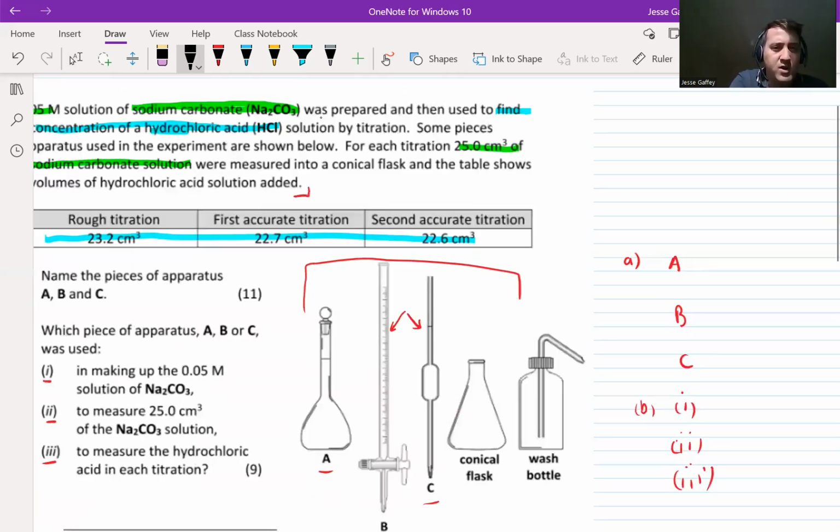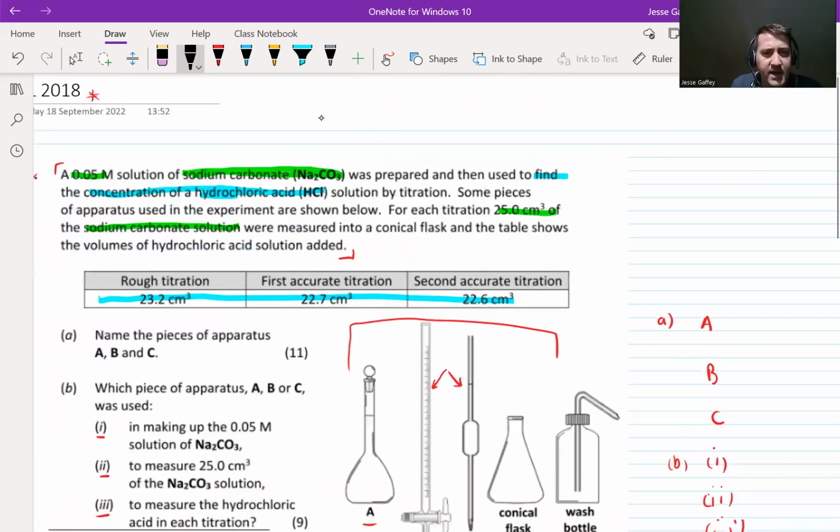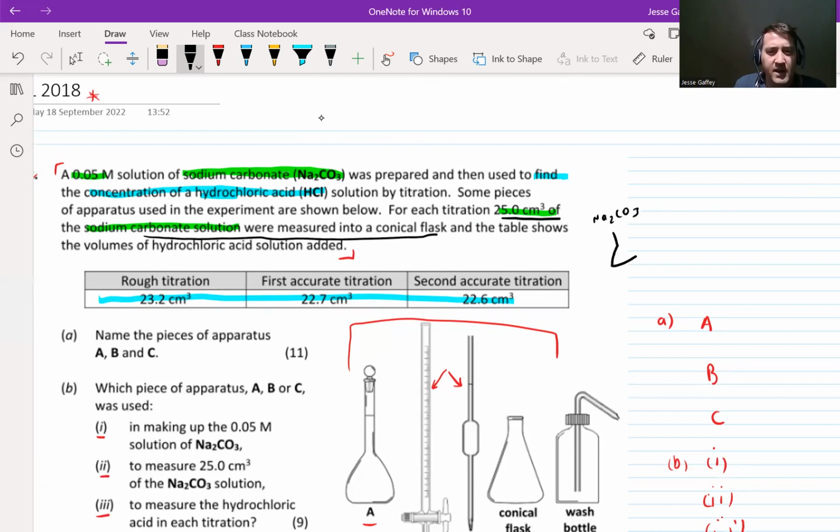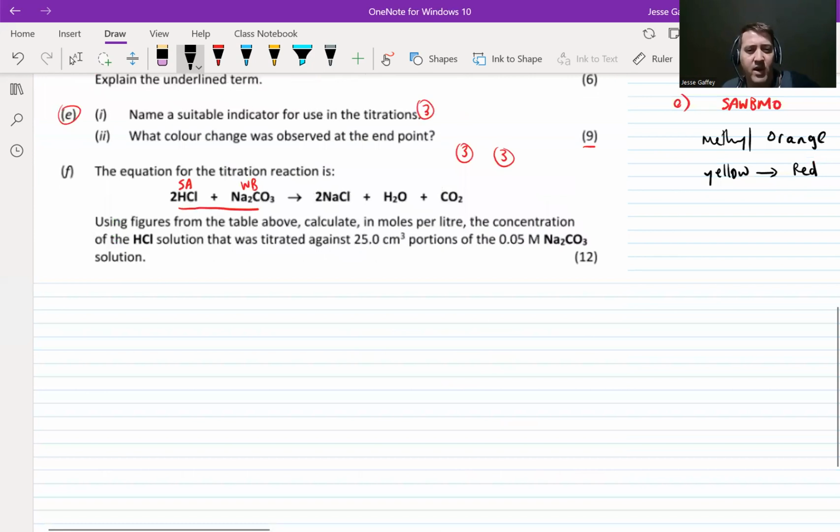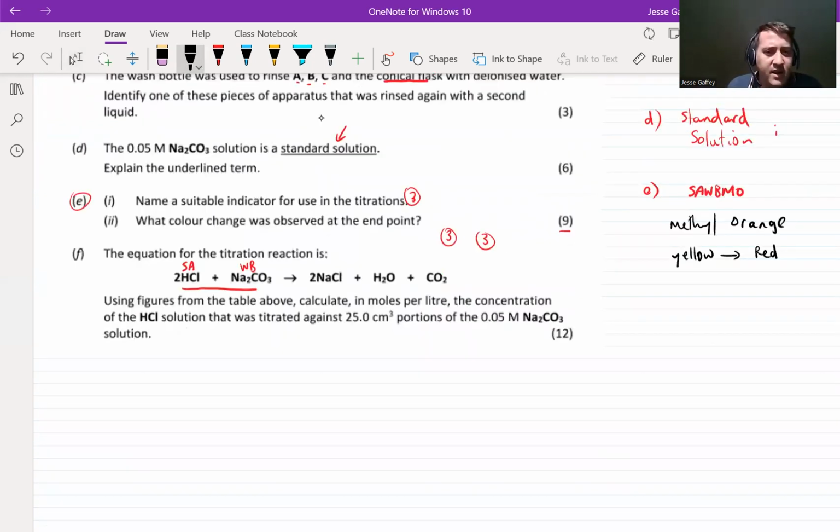Now, if you weren't sure which one is in the conical flask, well, you can go back up and read the text here. Okay, so it says a solution of sodium carbonate is prepared and then used to find the concentration of hydrochloric acid. For each titration, 25 centimeters cubed of the sodium carbonate were measured into the conical flask. So there you go. Na2CO3 is found in the conical flask. Okay, I'm going to draw a better picture of a conical flask. So if it's in there, then that's the base, and that means that your methyl orange has to be yellow in there.